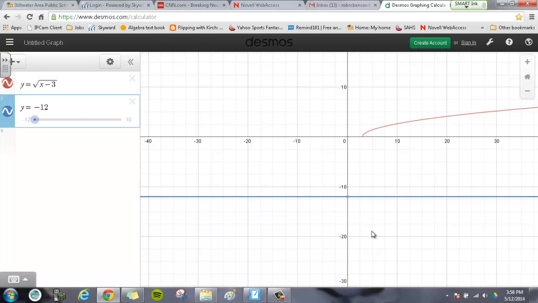So, that's how you can use graphing to solve some of these problems. Graph the two. Wherever they cross, you just look at the x-coordinate, and you will find the solution. And this is a great way to double check your work when you're doing the algebraic manipulation.